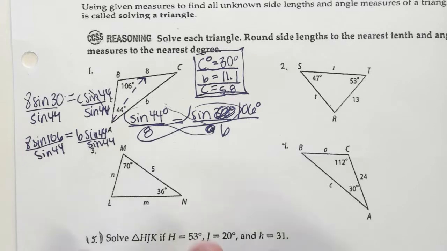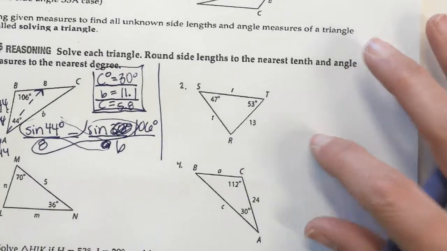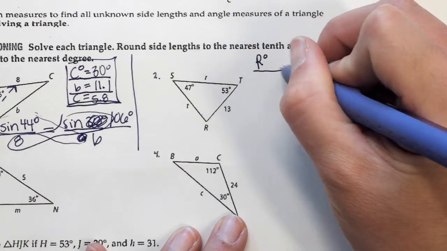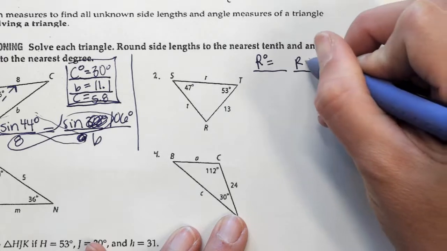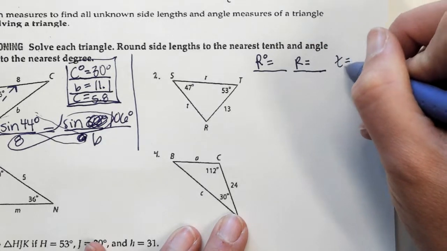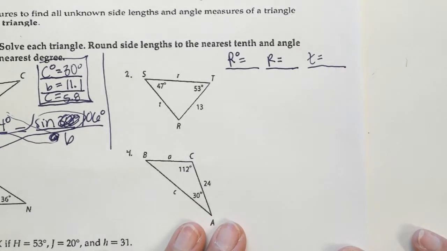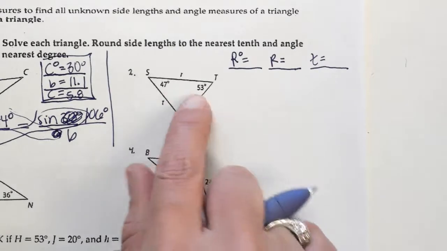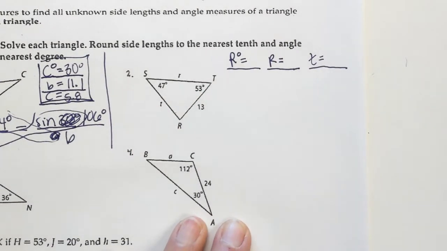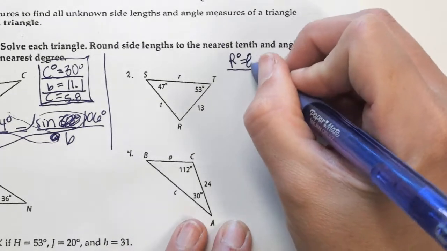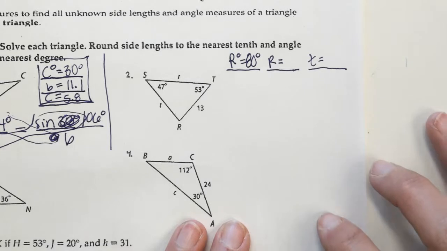Alright, let's look at this next one. Tell me the 3 things that we're missing. Angle R. What else? Side R. What else? Side what now? Very good. Tell me what you would find first. Angle R. Good. By subtracting these from 180. Go ahead and do that. What did we get? Very good. 80 degrees. Alright.